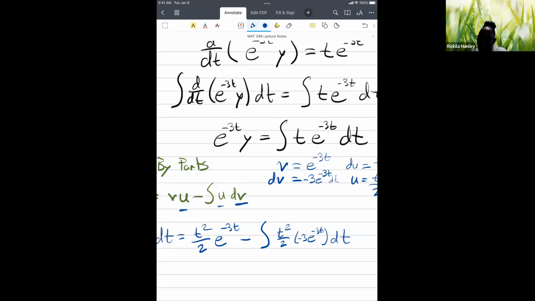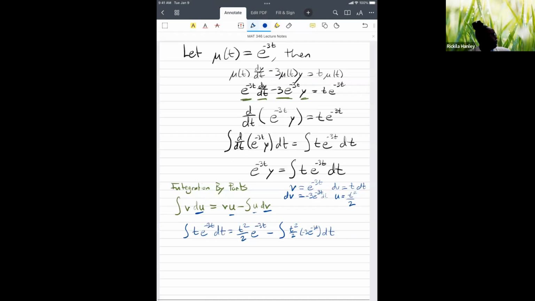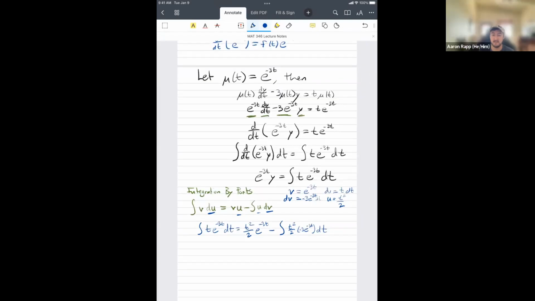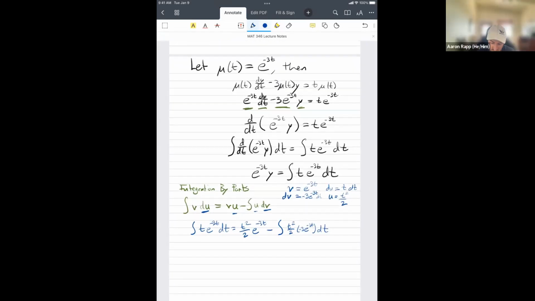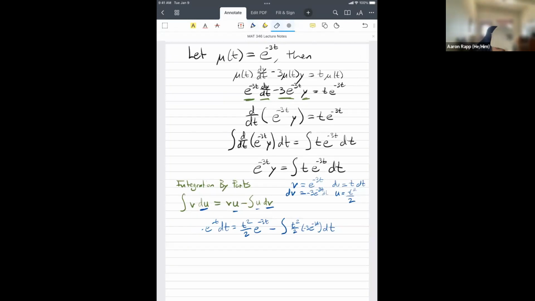Change v and du. Yeah, just change v and du, make a different choice and see if that helps me out at all. So no harm, no foul. Great thing about things with erasers, you get to erase it. And we get to try again.